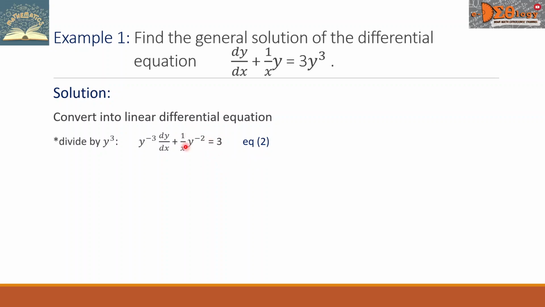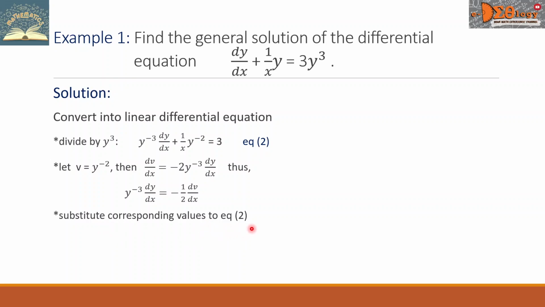Next step is to look for this y raised to negative 2. We're going to set v equal to that value, y raised to negative 2. Then we will take the derivative of this new equation with respect to x. So we write dv over dx equals negative 2 times y raised to negative 3 times dy over dx. Let us consider the first term of this equation 2, this y raised to negative 3 times dy over dx. Let us rearrange this derivative here to conform with the first term. So we have now y raised to negative 3 times dy over dx equals negative 1/2 of dv over dx. Next step is to substitute corresponding values to equation 2.